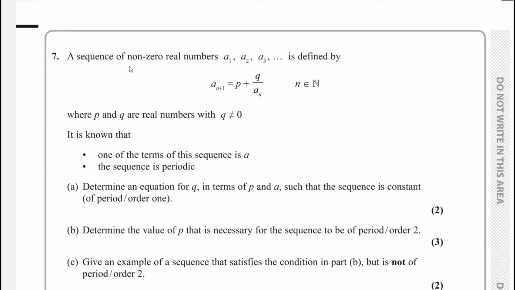Question 7. A sequence of non-zero real numbers a1, a2, a3, etc. is defined by a(n+1) equals p plus q over an, where n belongs to the set of natural numbers. p and q are real numbers with q not equaling 0. It is known that one of the terms of this sequence is a. The sequence is periodic. Part A. Determine an equation for q in terms of p and a such that the sequence is constant, of period/order 1.